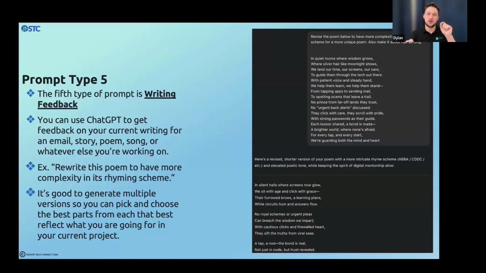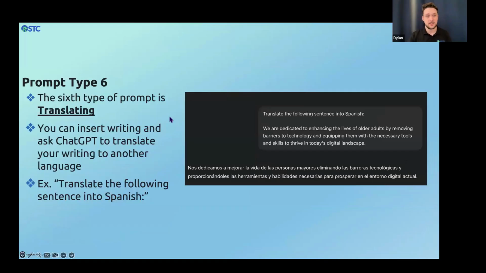And then I would just take the best parts from each of those that I like and have a final product from that. And the sixth type is going to be translating. So here you can see I've translated our mission with Senior Tech Connect into Spanish just by simply asking it to do so. In a matter of seconds, it provides that back. I don't know Spanish, so I'm really hoping that's correct.